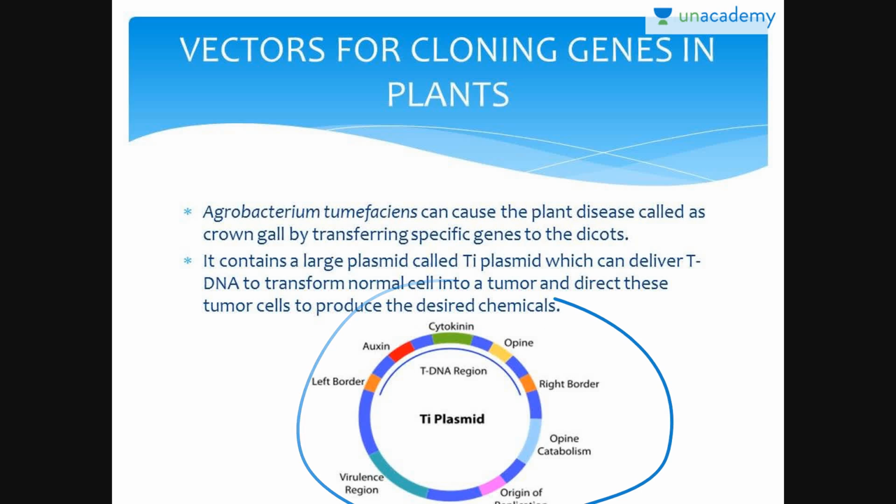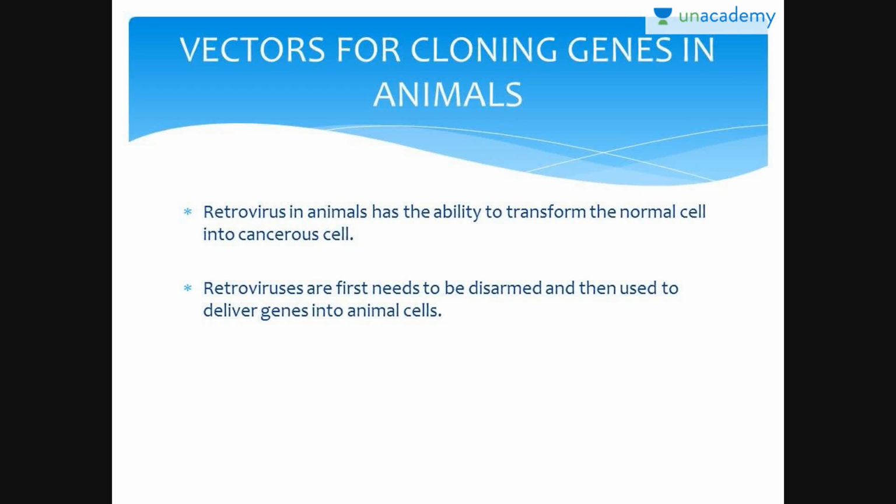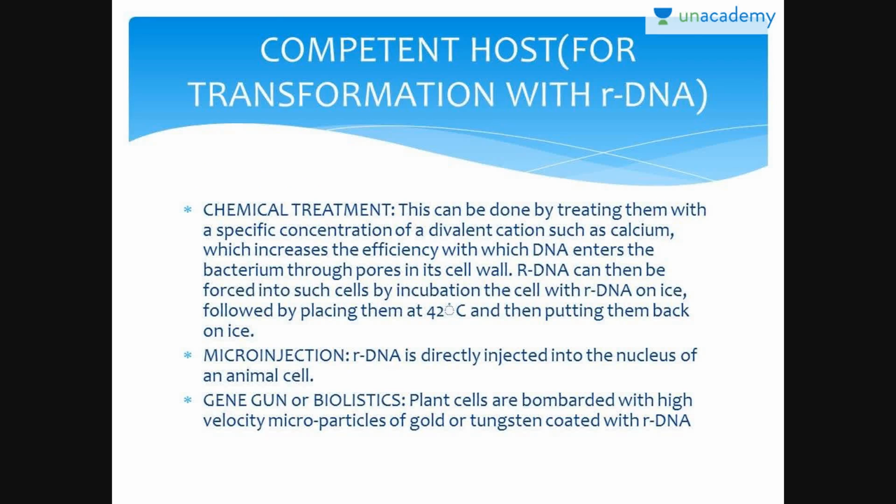Have a look here. This is the Ti plasmid and this is the T-DNA region. So these are cytokinins present here, and then similarly the other things are present. Vectors for cloning genes in animals. Retrovirus in animals has the ability to transform the normal cell into a cancerous cell. Retroviruses first need to be disarmed and then used to deliver genes into animal cells.